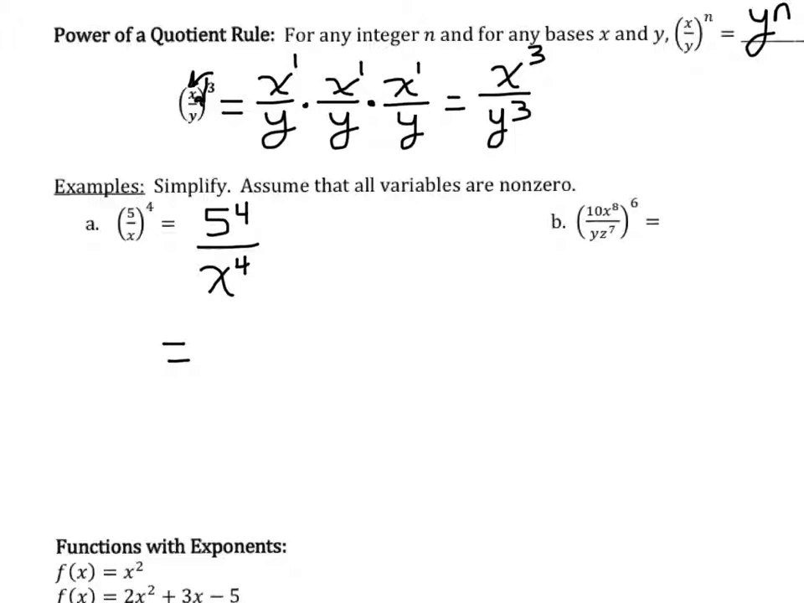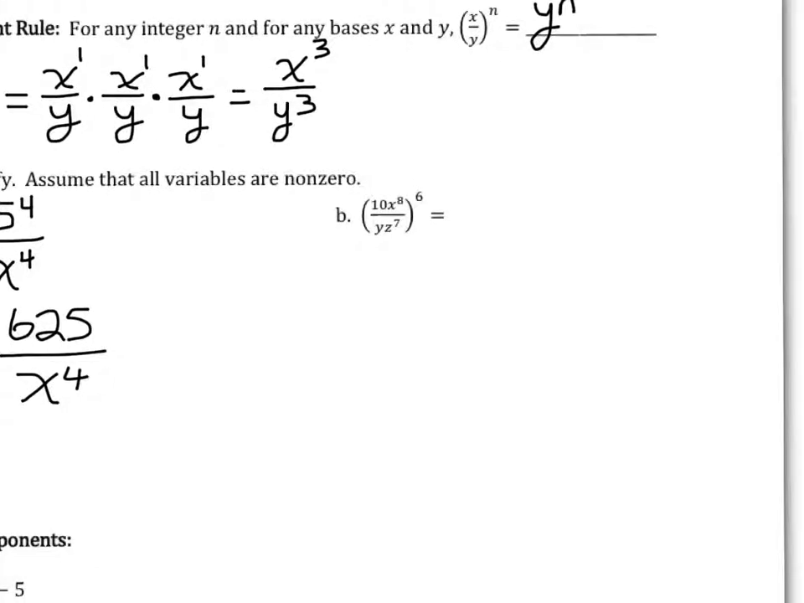And so 5 to the 4th power would be 625. And of course, we'll have our x to the 4th power. One more example. 10x to the 8th all over yz to the 7th, and all of that is going to be raised to the 6th power. Of course, my numerator is going to get raised to the 6th power, as well as my denominator is going to get raised to the 6th power.